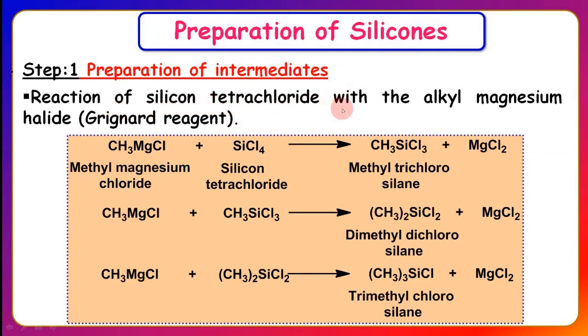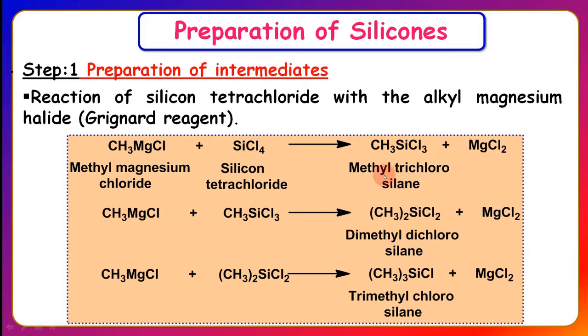The second method to prepare the reactive intermediates for silicone preparation is through the reaction of silicon tetrachloride with alkyl magnesium halide, that is, Grignard reagent. We know that Grignard reagent is a good nucleophilic reagent. For example, methyl magnesium chloride reacts with silicon tetrachloride to give methyl trichlorosilane. Here, one Cl group is replaced by the methyl group.